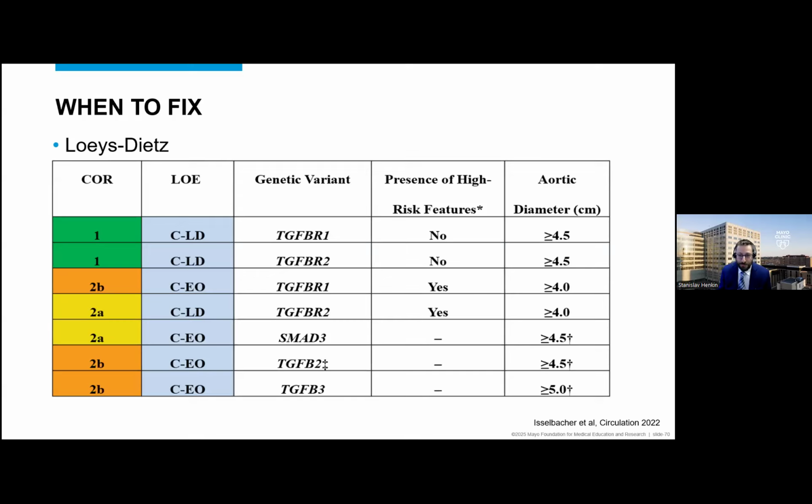Loeys-Dietz is a whole beast by itself. Different genetic variants will give you different diameters to fix. So again, this is where genetic evaluation becomes really, really important to identify the genetic abnormality. And again, the high-risk features: family history, tortuosity, sudden cardiac death.